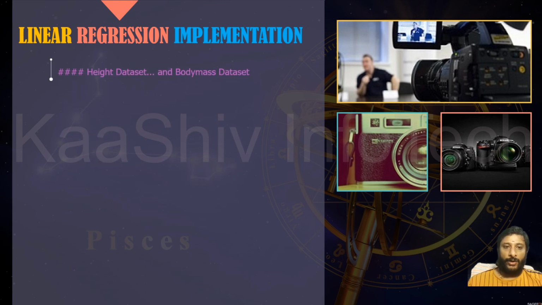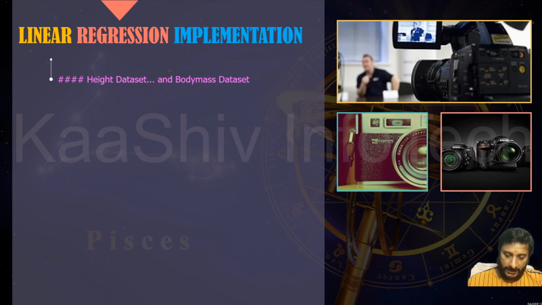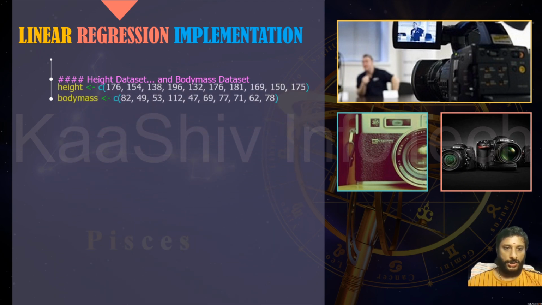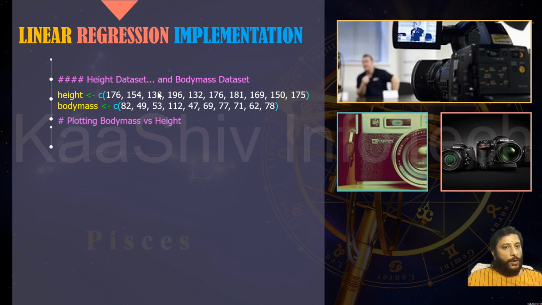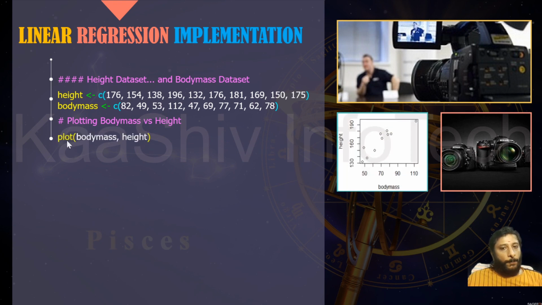I'm trying to create a data set now. I have a height data set and a body mass data set, two data sets. The height value is 176, 154. For 176, 82 is the weight. For 154, 49 is the weight. 138, 53 is the weight. 196, 112 is the weight. I'm trying to plot body mass versus height. So body mass is the x value and height is the y value.